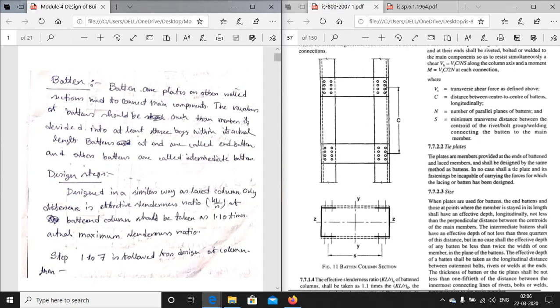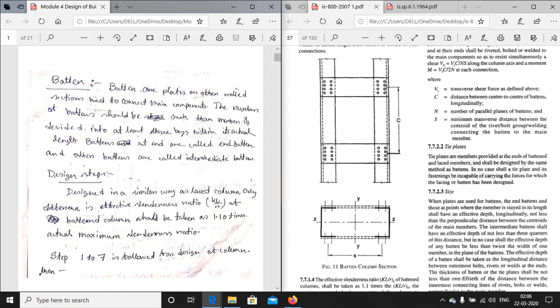Good morning, guys. Today we are going to discuss built-up columns. As yesterday, we have discussed the lacing system for built-up columns. We have discussed what the lacing systems are, which members are used as lacing, what the need is for providing built-up columns, and what the general systems of built-up columns are, that is the lacing system and the Batten system.